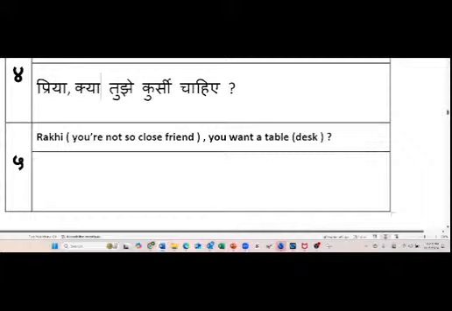Let's have Prahlad do it. Rakhi, who is not so much of a close friend, and you're asking her, do you want a table or a desk? Prahlad. Rakhi, तुम्हें एक टेबल चाहिए? Okay, what is the Hindi word for table? Oh, मेज. So Rakhi, तुम्हें एक टेबल चाहिए. Is that right, Nandika? Rakhi, तुम्हें एक टेबल चाहिए.